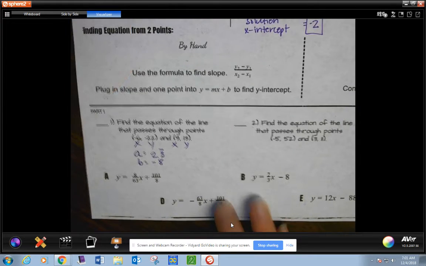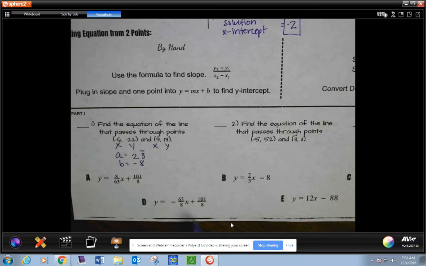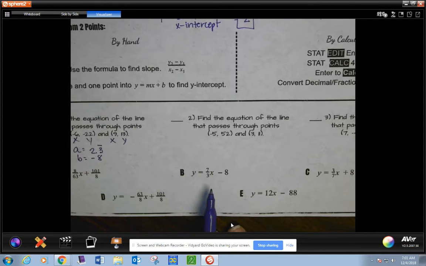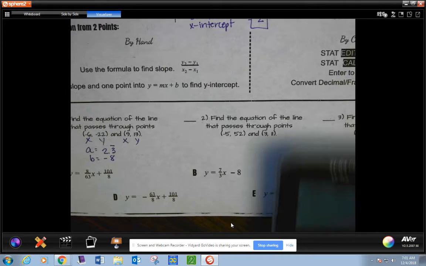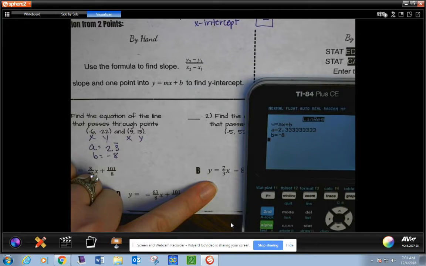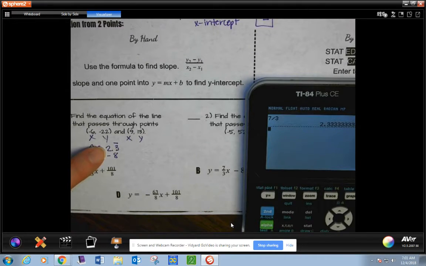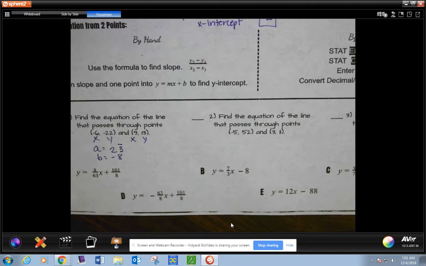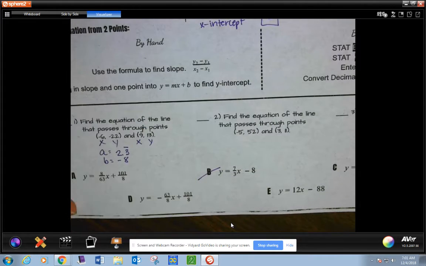Okay, so you're going to come through and you're going to look for your equations that would match this. Well, the only one that has a y-intercept of negative 8 is this one. So what I want y'all to do to check it really quick is just do 7 divided by 3 to see if you get 2.3 repeating, which you do. So B is your answer for this equation.